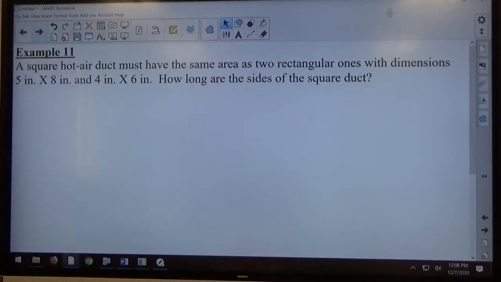A square hot air duct must have the same area as two rectangular ones with dimensions 5 inches by 8 inches and 4 inches by 6 inches. How long are the sides of the square duct? So, we have a couple different figures going on in this problem.